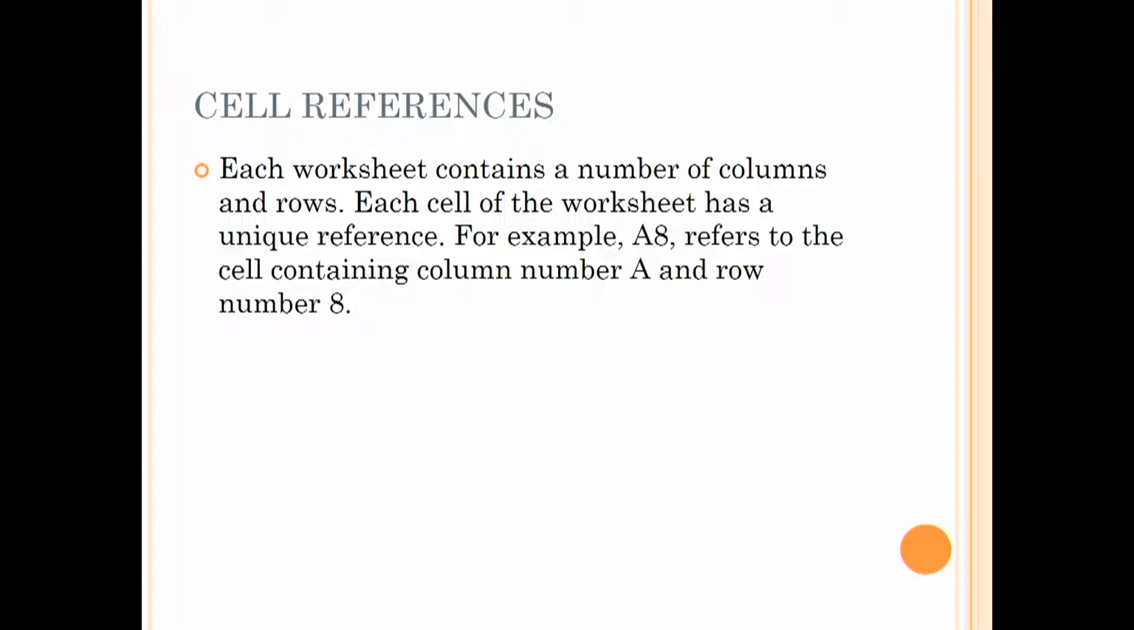Now we will be talking about cell references. Each worksheet contains a number of columns and rows. Each cell of the worksheet has a unique reference. For example, A8 refers to the cell containing column number A and row number 8. So if I talk about C10, then C refers to the cell containing column number C and row number 10.